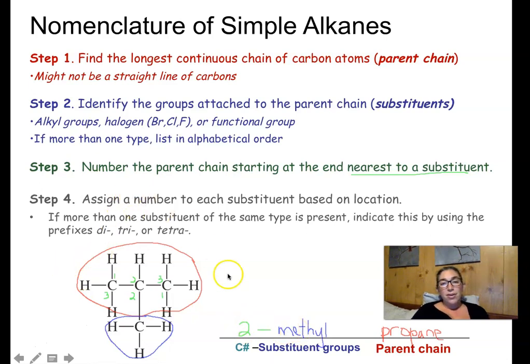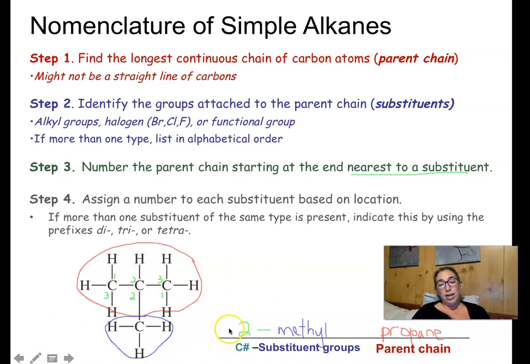So this is us assigning a number to each substituent. It's sticking off carbon 2, so we put the 2 there. If we had 2 methyl groups, though, like if there were 2 methyl groups sticking off of this second carbon, we have to give them both an address of 2.